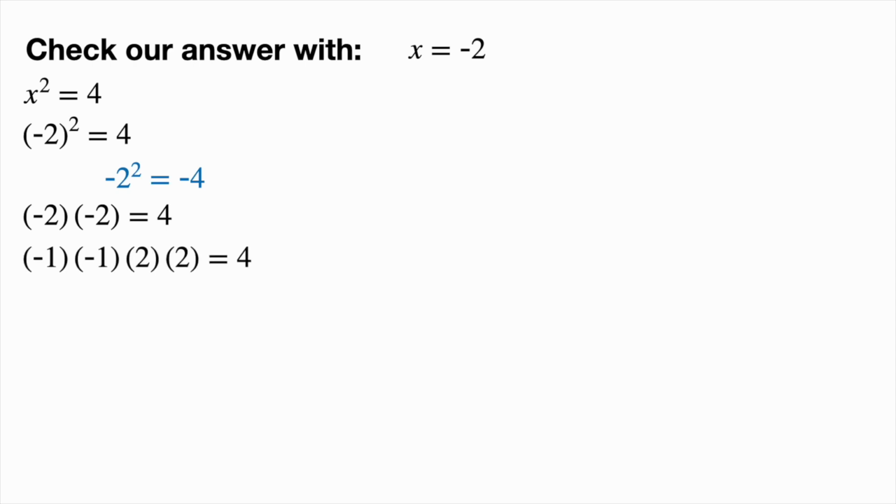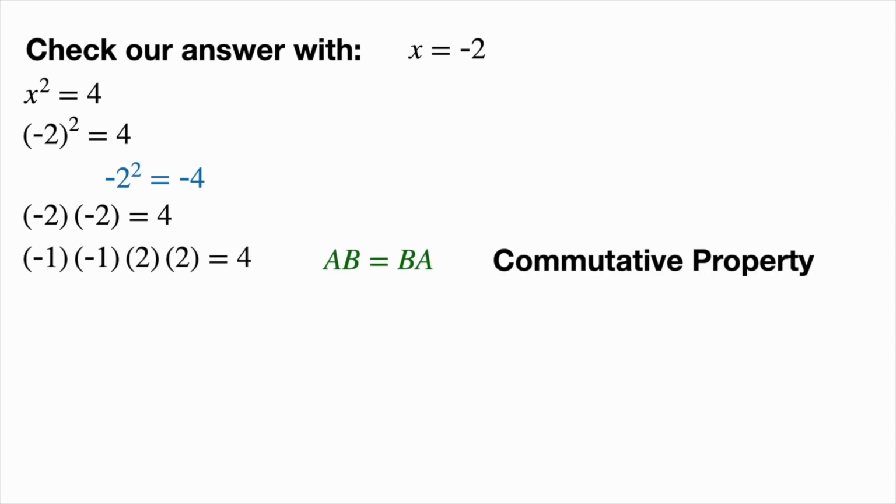Using the commutative property of multiplication, where AB equals BA, we can change this to negative 1 times negative 1 times 2 times 2, all that was in the parentheses, equals 4. We see that negative 1 times negative 1 equals 1. When we are multiplying two negative numbers together, their product will become a positive number. Finally, we will have 2 times 2 equals 4. That proves 4 equals 4, and making x equal negative 2 the other solution to this equation.